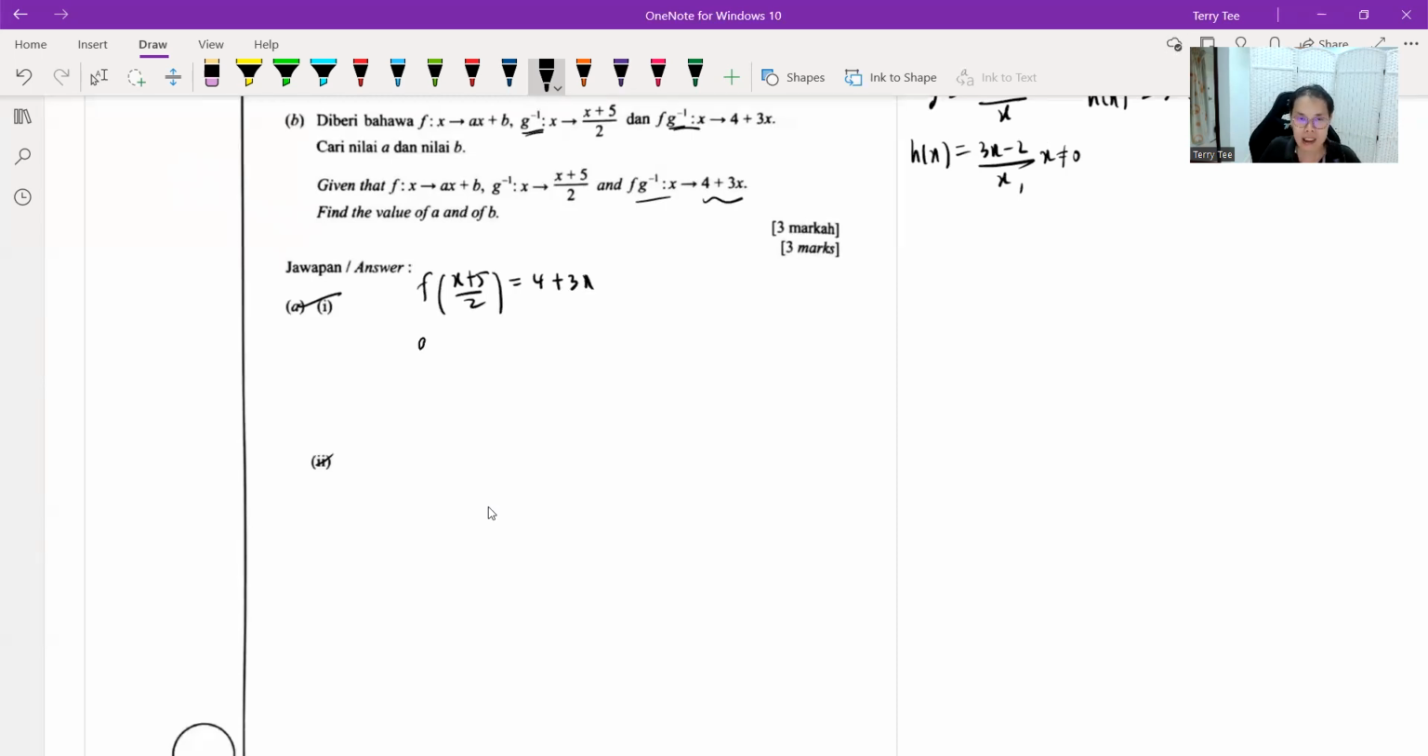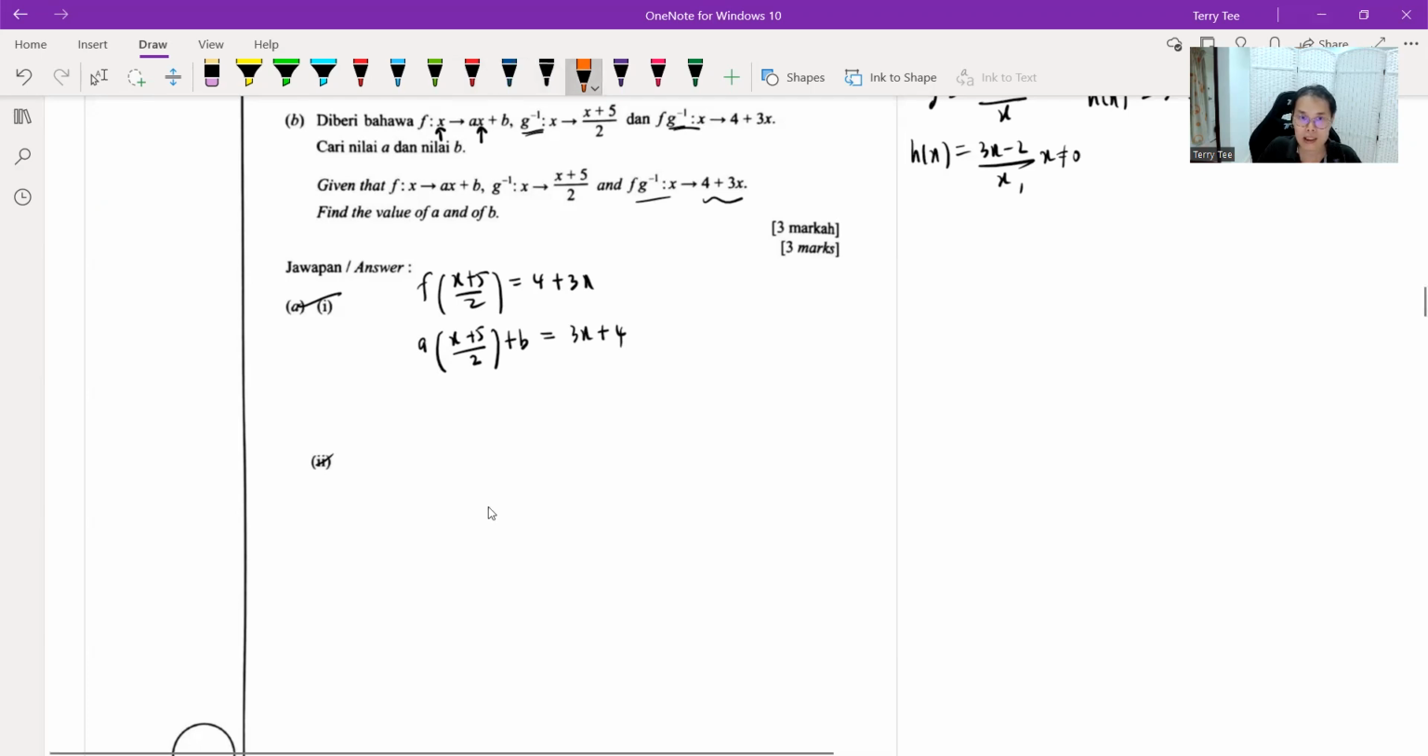Your f(x) is ax plus b here. If I put x here, I must put x here. If I put a bracket here, I need to put the same bracket inside. Let me just write the 3x in front, the 4 at the back. Now, we have to expand or simplify this.